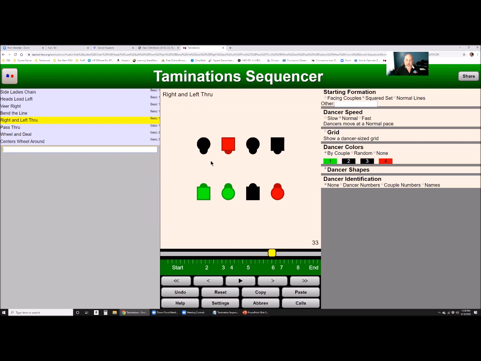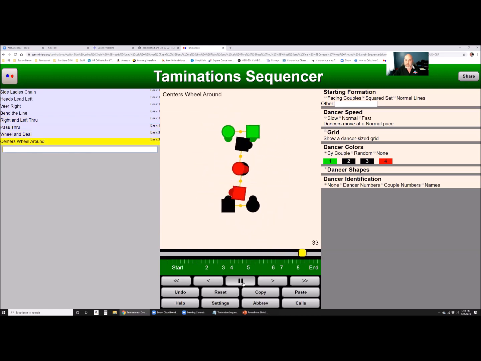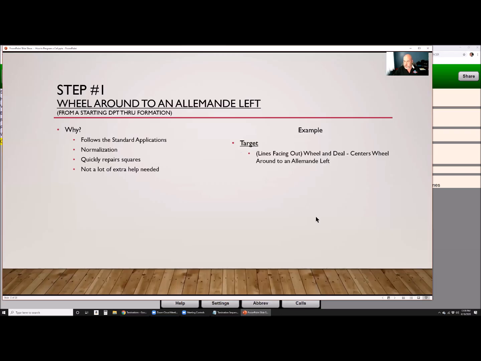From here, the call pass through, wheel and deal, and the centers wheel around is going to send you to corner. So we're going to pass through, wheel and deal, and the centers are going to wheel around, and everybody's right where they need to be. Again, if you want to look at the numbers, I'll put the couple numbers in for you. Couple number 1's there. He's looking at number 4, lady. Life is sweet. We're all good to go. So that is my first place to do it.